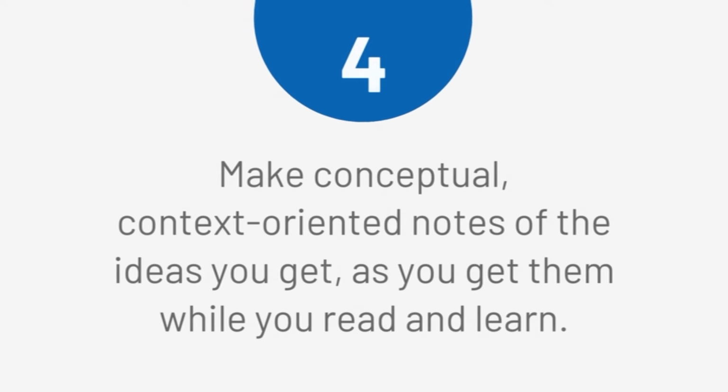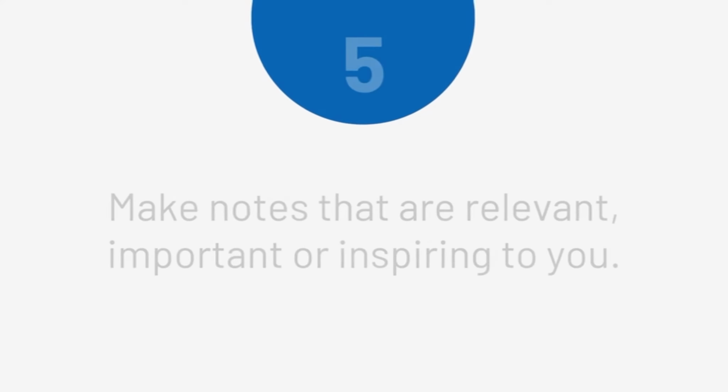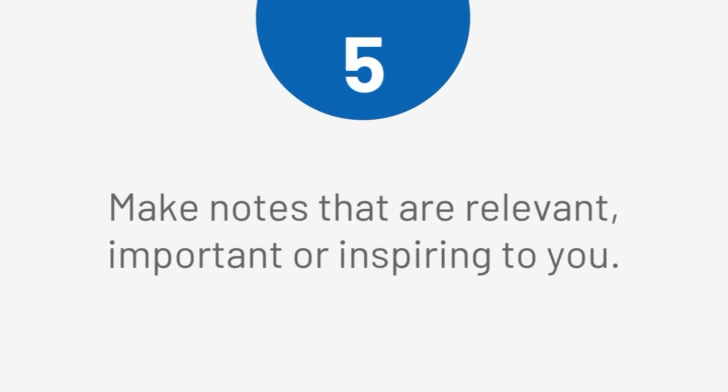Fourth, make contextual, concept-oriented notes of the ideas you get as you get them while you read and learn. Make capturing notes easy, for example by using the speech-to-text functions in your smartphone. Fifth, make notes that are relevant, important, or inspiring to you in one way or another. Write to explain to your past self, and then at some point edit your writing to make it skimmable with highlights and a clear structure to increase the chance that your future self can easily grasp the core idea.